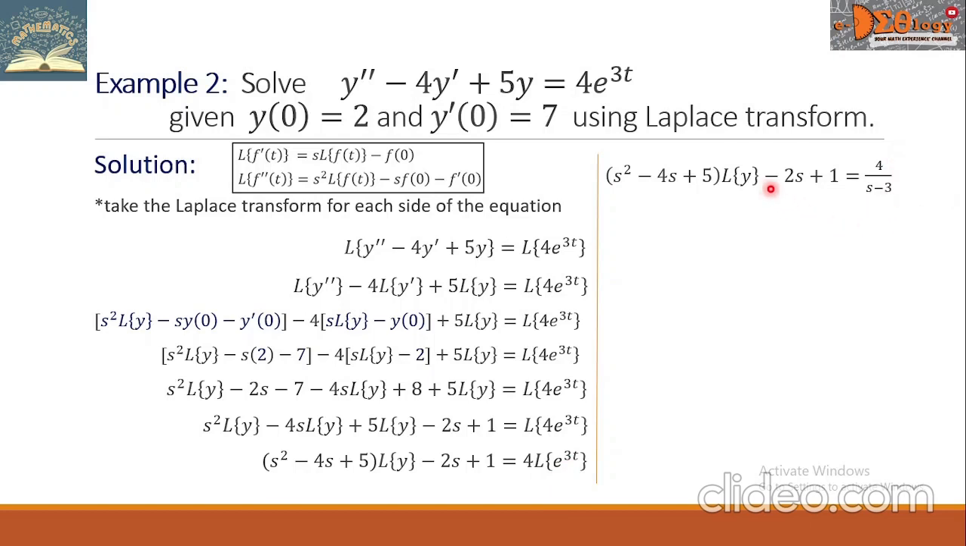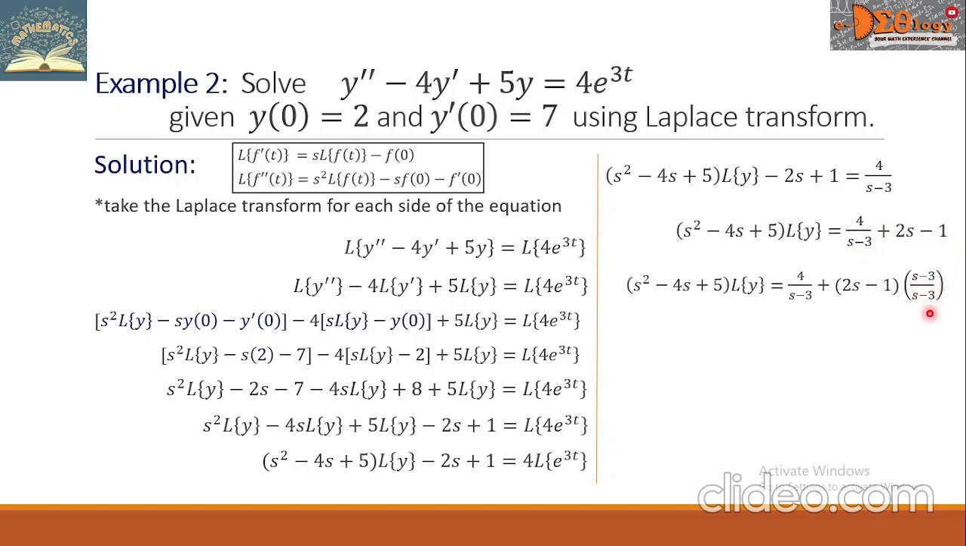Next thing to do, this negative 2s plus 1, we will transpose to the right. Then let us combine the right side into a single fraction. This 2s minus 1, considering our s minus 3 denominator, we're going to multiply this by s minus 3 over s minus 3. When we combine our right-hand values, it becomes like this. 4 plus the quantity 2s minus 1 times s minus 3 all over s minus 3.